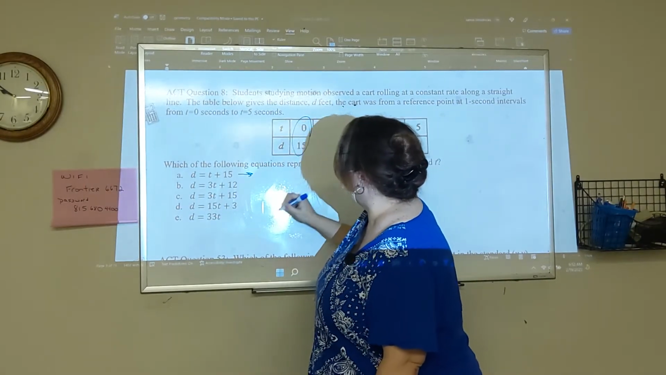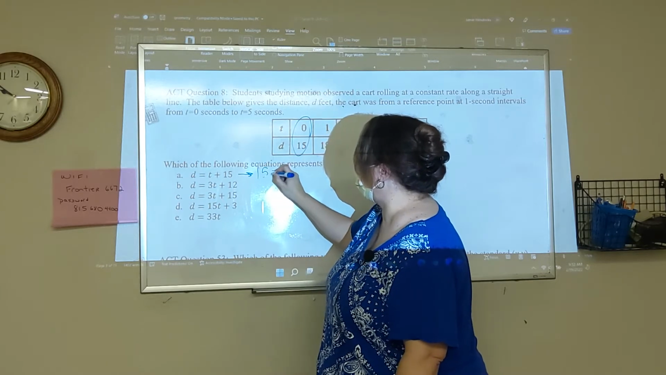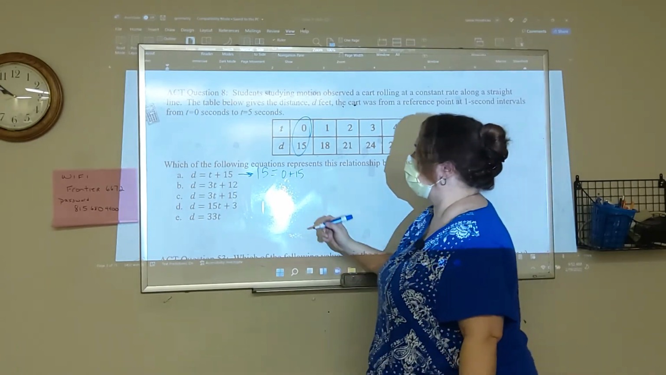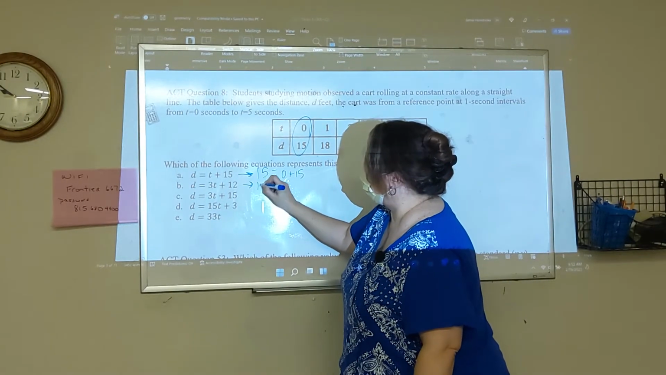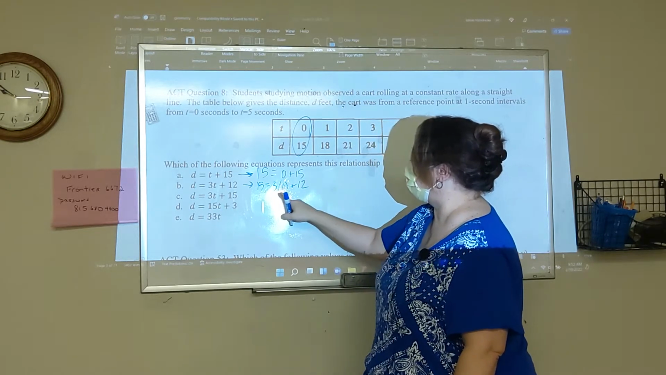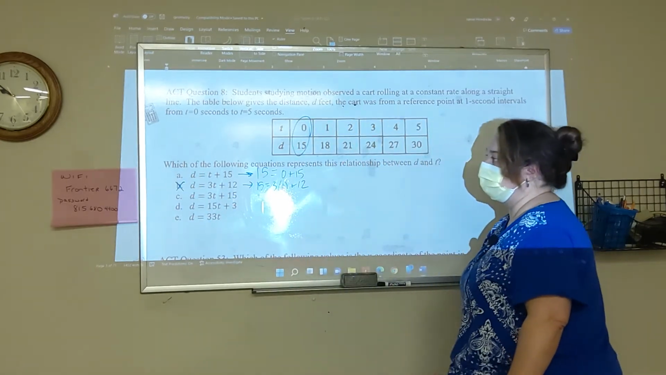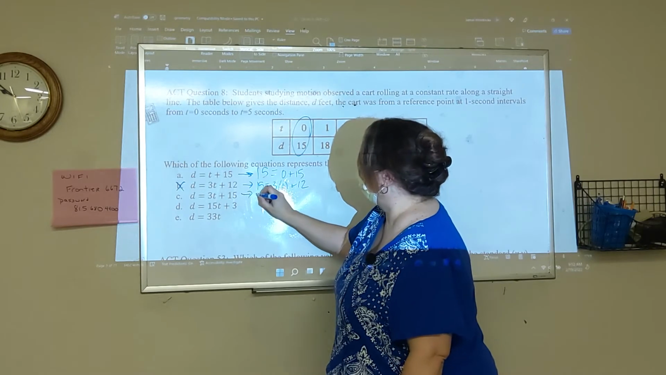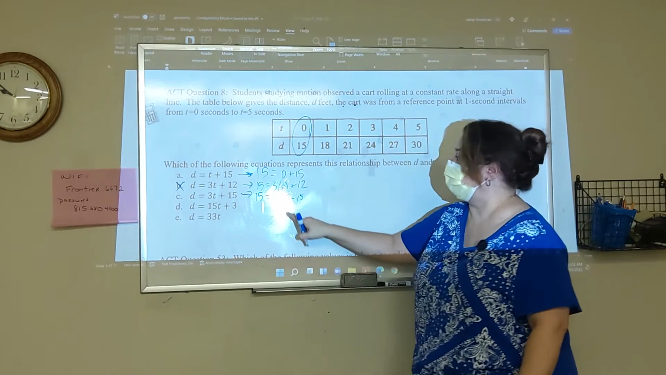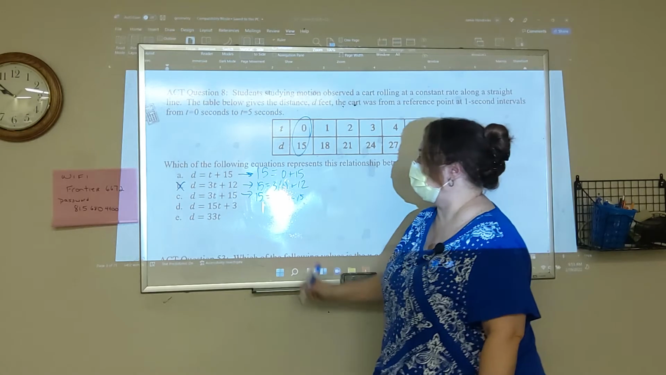I'm going to start with the first one. So if I plug in 0 for t, do I get 15 for d? Let's see. So is 15 equal to 0 plus 15? Yeah, that works. Keep A. B. Is 15 equal to 3 times 0 plus 12? Well, 3 times 0 plus 12 is 12, not 15. B fails. C. Is 15 equal to 3 times 0 plus 15? Well, that's going to be 0 plus 15. That's 15. So 15 is equal to 15. Yeah, C works. Keep C.